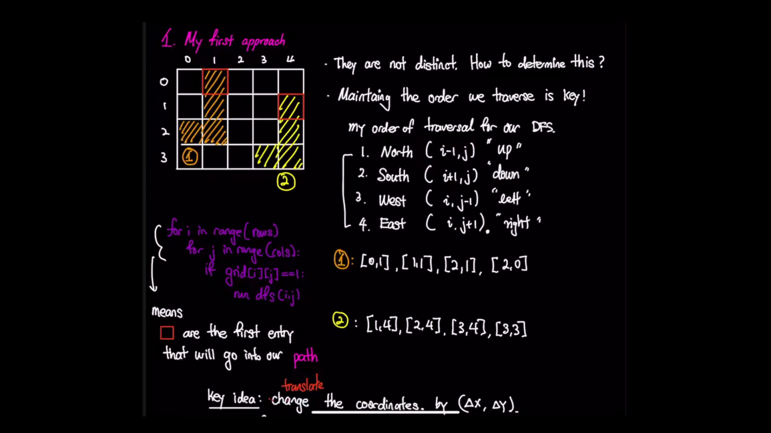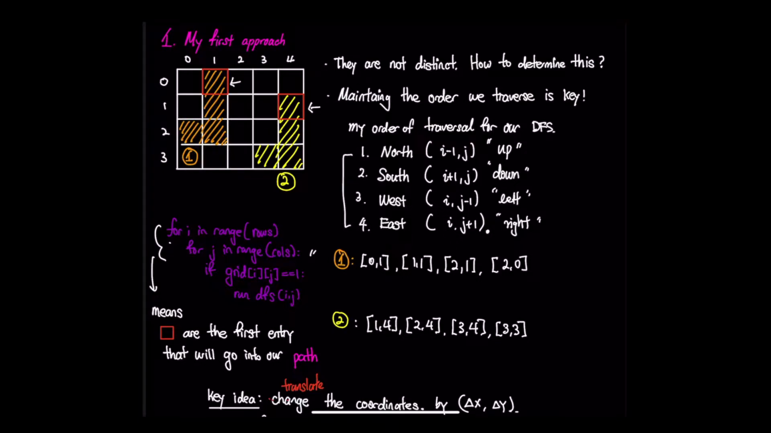For this kind of problem, we will be running DFS. We have this for i in range of rows, for j in range of columns. If grid at i, j is equal to 1, then we run DFS, right? So we will be running like 1, 2, 3, 4, 5, 6 in this way, right? So when you do that, we notice that like this guy and this guy.